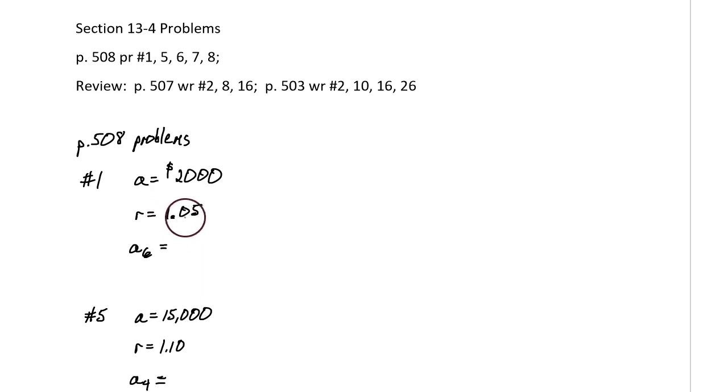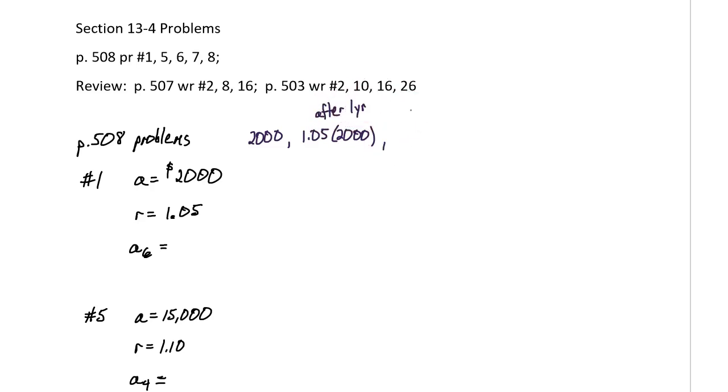And that's 1.05. Then I need to think about what term of the sequence I'm interested in to answer the question. So it says that he starts with $2,000. So the $2,000 is his initial money, and it's the first term in the sequence. The problem says that after 1 year, that has increased by 5%. So the second term in the sequence is 1.05 times 2,000. And what that represents is the money after 1 year.